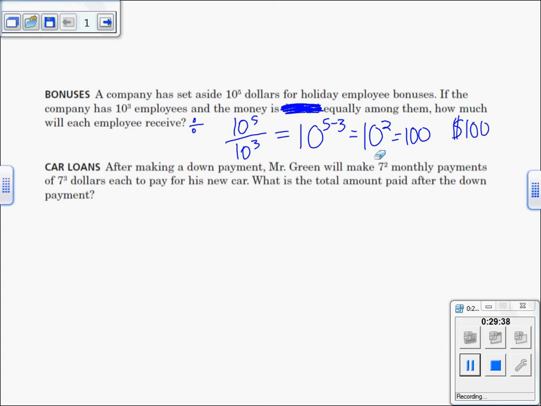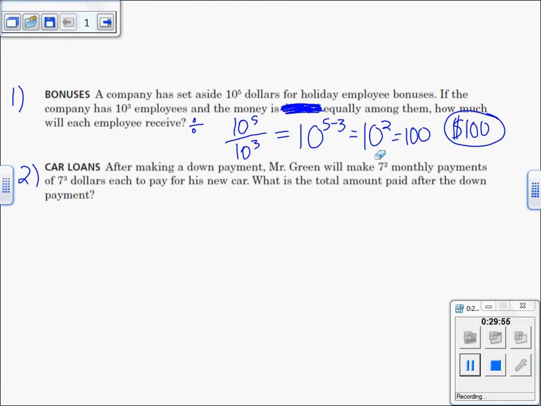So that means we're talking money per person. So that means we're talking $100 per employee. For every employee, they're going to receive $100 as a bonus. That's the full, complete answer to this example. We'll call it number 1.